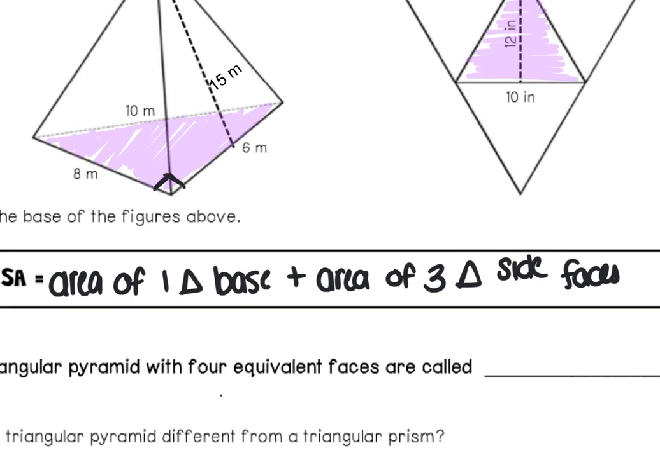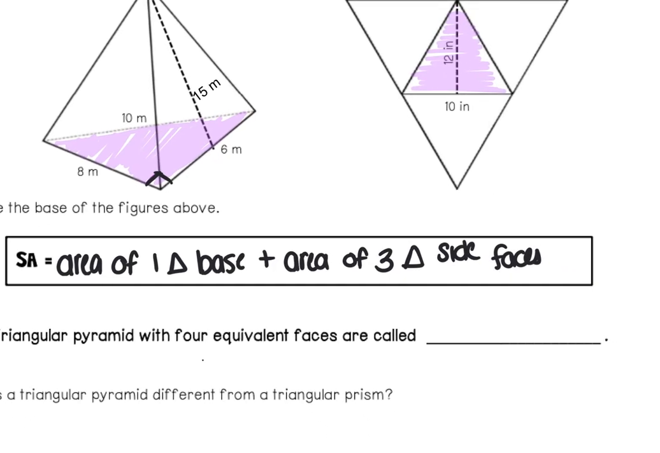If we have a triangular pyramid that has 4 equivalent faces, meaning the base triangle and all 3 of those side faces are the same exact triangle, that's kind of a unique triangular pyramid, and it is called a tetrahedron. Yes, I know, you probably knew that was going to be it, right? Tetrahedron. And if you have that kind of triangular pyramid, it's actually pretty easy to solve. The rest of them get a little bit trickier.